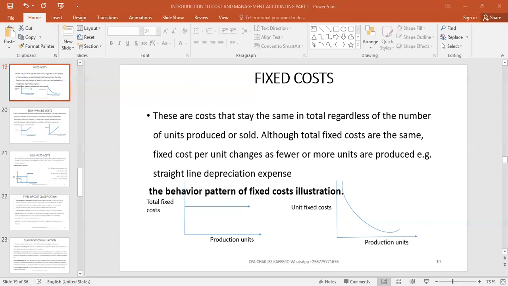So this one is going to be the mixed. This one is a mixed cost. When you see that, you just know that that is a mixed cost.